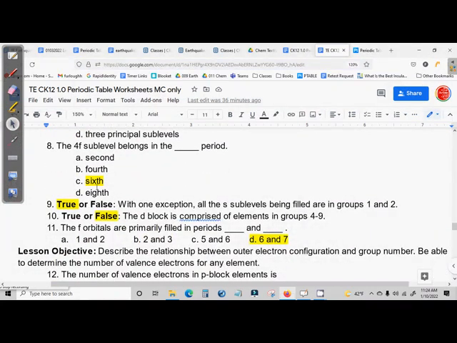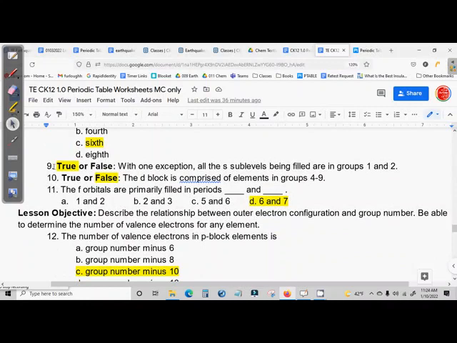So the 4f belongs in the 6th. Okay. Because remember, the f's are 2 behind. So 4f would be in the 6th period. Number 9 is true. With the exception of helium, all s sublevels are in groups 1 and 2. Number 10 is false. That should be 3 through 12, not 4 through 9.